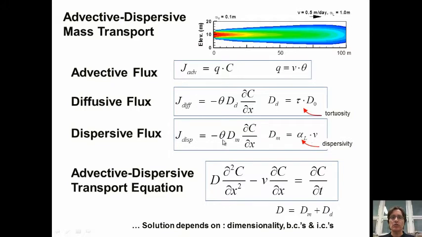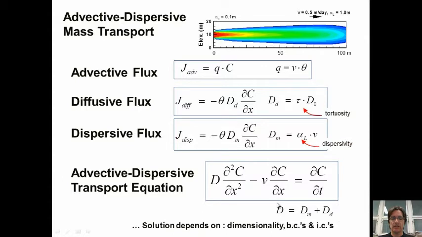Considering a mass balance of these 3 fluxes leads us to a derivation of the advective dispersive transport equation, where we're solving for the concentration C of our contaminant. This is the concentration in the dissolved or aqueous phase. Here, D is the hydrodynamic dispersion coefficient and is the sum of the mechanical dispersion and molecular diffusion.